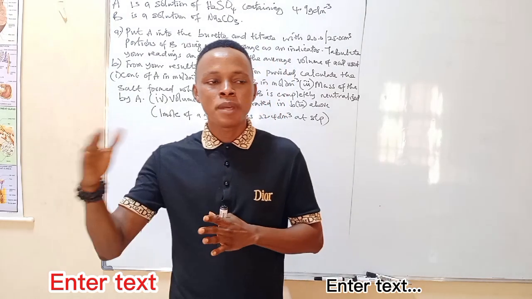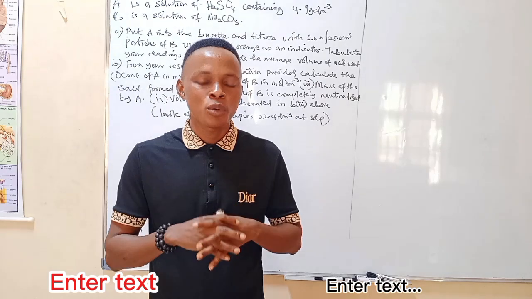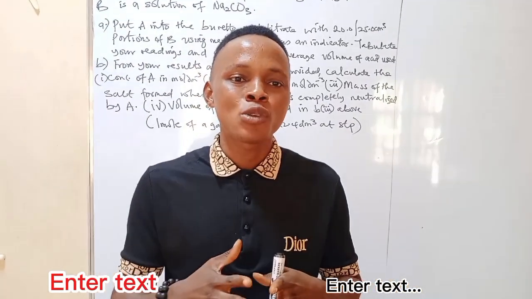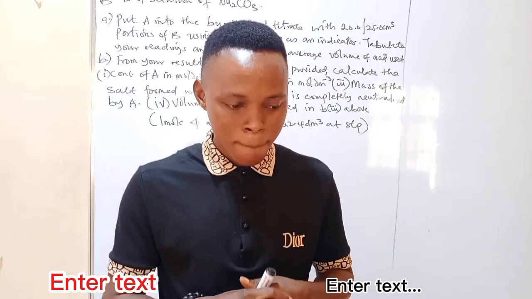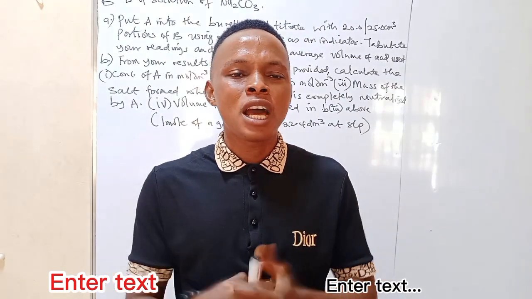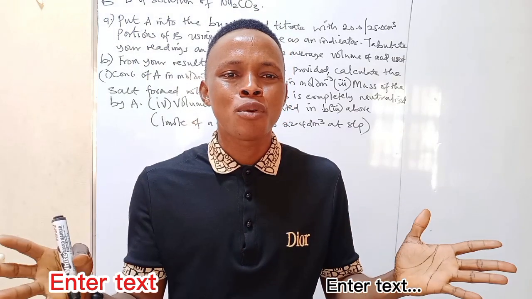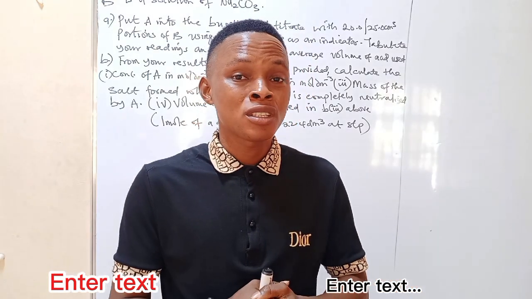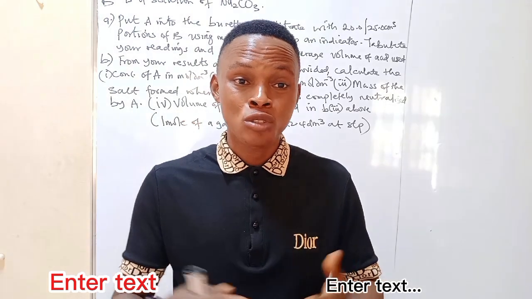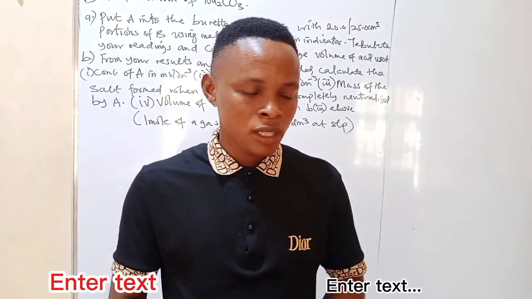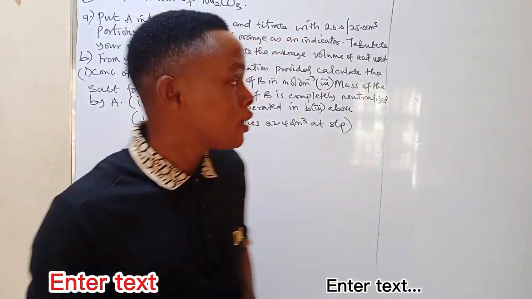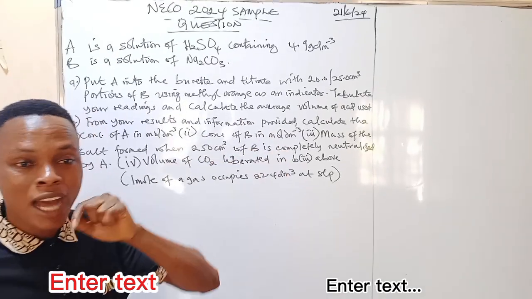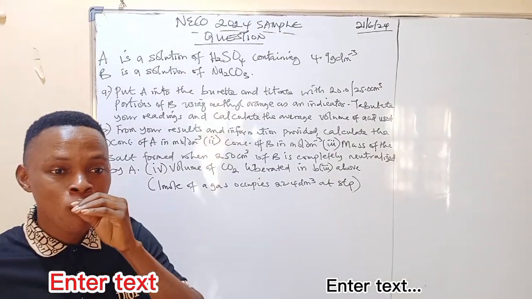Then for the B, which is the base aspect, we have been given sodium trioxocarbonate IV, and we have also been instructed that this should contain 6.00 grams per dm cube. All right. Having looked at that instruction, it's a very simple aspect, the quantitative analysis, because it's just an acid-base titration, a neutralization reaction, basically. So I have selected a question which I feel we should look at today, a sample question for the 2024 NECO practical.